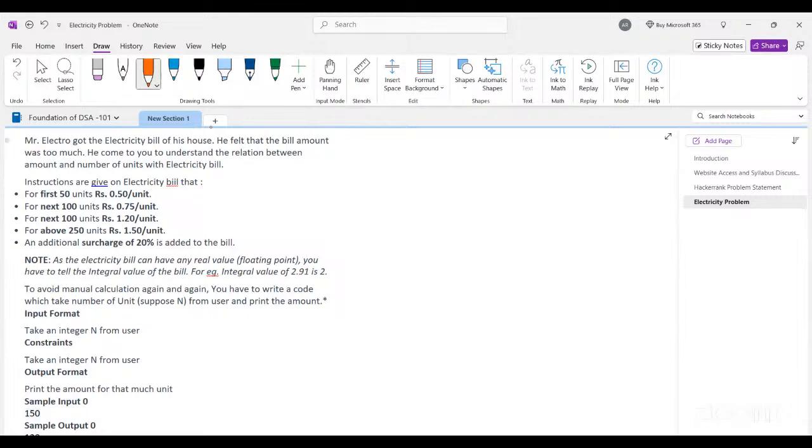Whenever you are reading the problem statement, there is some story which you need to ignore. For example, Mr. Electro got the electricity bill of his house. Whether it's Mr. Electro or whatever his name, or whether it's electricity bill or water bill, doesn't matter to me, right? He felt that the bill amount was too much. He came to you to understand the relationship between the amount and the number of units with the electricity bill. Whether he understands that or not, it does not matter. So can I say that this entire part is story and it has nothing to do with the problem statement? Do you agree with me? If yes, we can move forward.